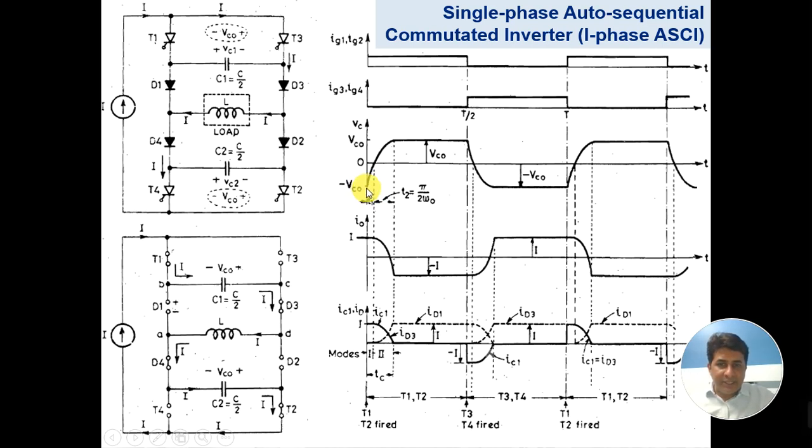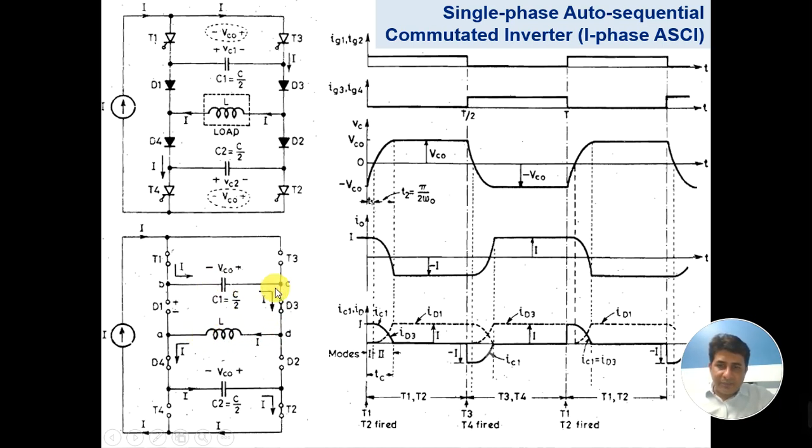Let us see at time t equals 0 what happens when T1 and T2 are fired. When T1 and T2 are fired, the input current I gets connected to the load via this circuit. Now this capacitor is assumed to have negative polarity at this side and positive at this side. This is the initial condition of the capacitor. Now when current enters through T1, it enters this capacitor, then through D3 it connects to the load.